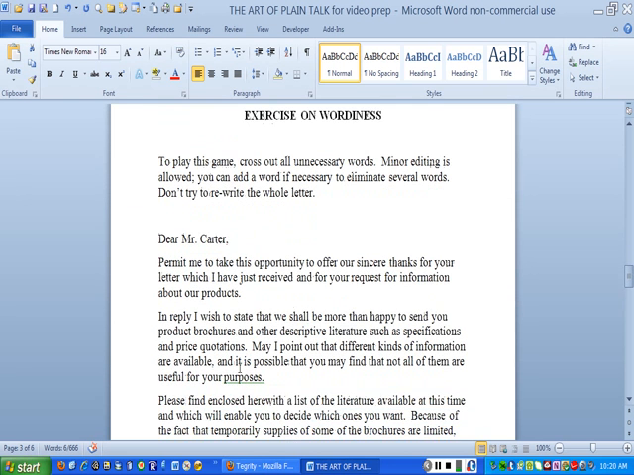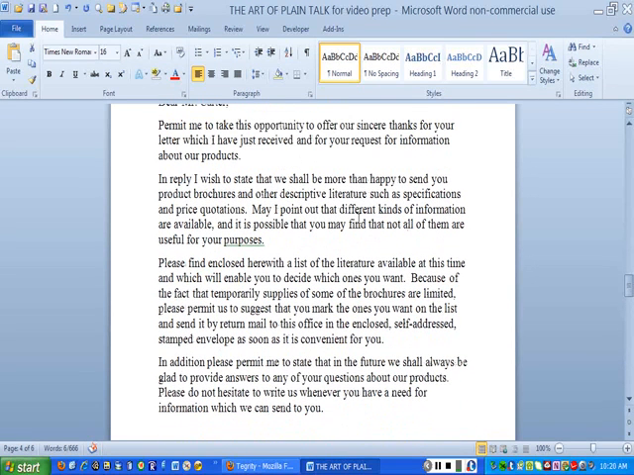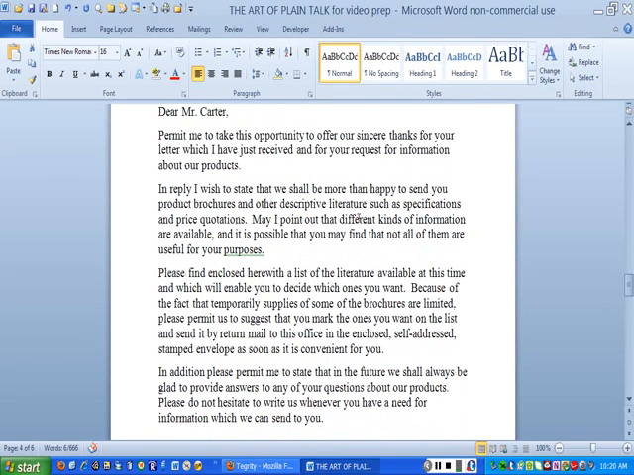Here's kind of a fun little exercise on wordiness. Well, if we were in a face-to-face class, I'd pass this out and we'd actually play this game to see who can reduce this to the elemental message, to the essence of the idea that this writer wants to express to Mr. Carter. To play this game, cross out all unnecessary words. Minor editing is allowed. You can add a word if necessary to eliminate several words. Don't rewrite the whole letter. I'm going to read through it quickly, and then we'll just go through and see how we can condense.